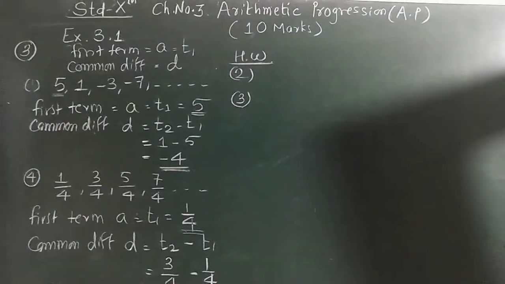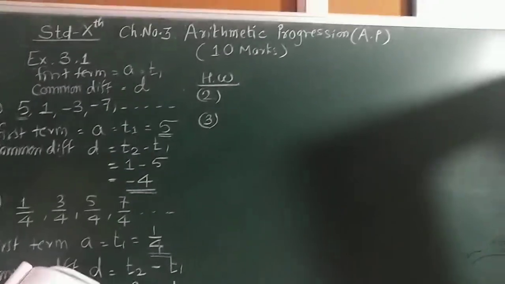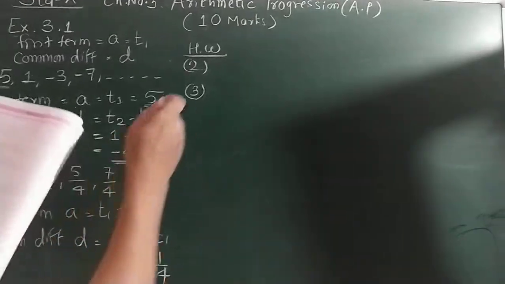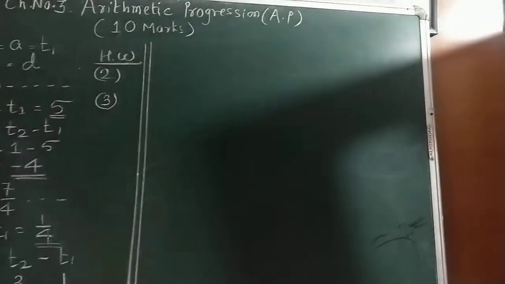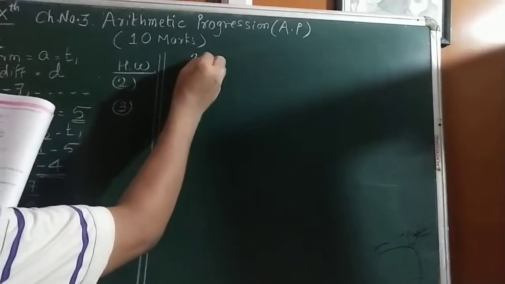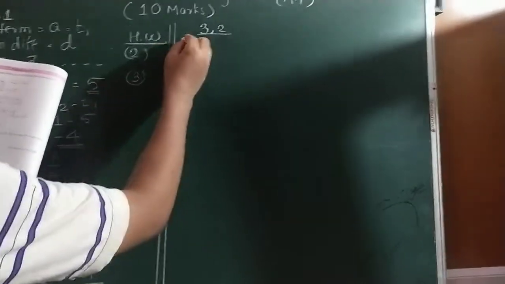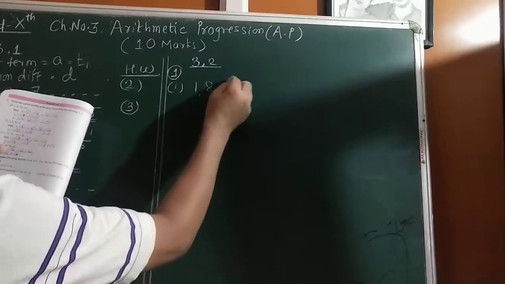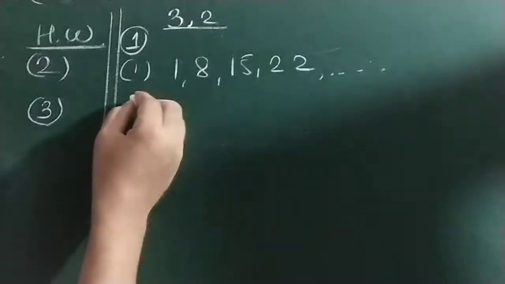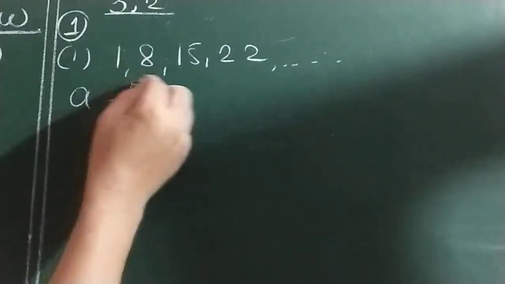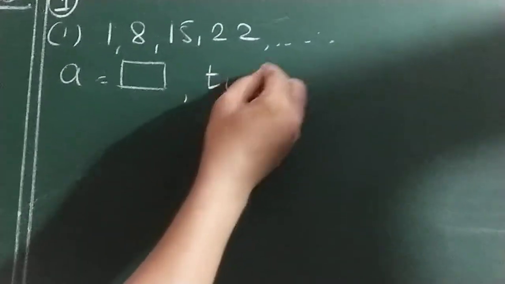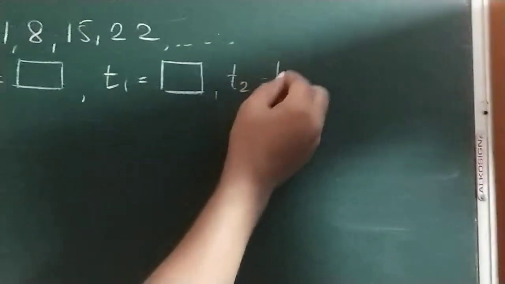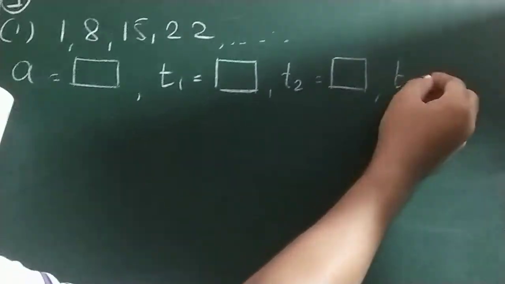Okay. Now we will start with 3.2. Very simple, it is a type of activity. So I am starting 3.2 here. Fill in the blank boxes. First part, first sum: 1, 8, 15, 22. Here A is a box given, T1 is again a box given, T2 again a box given, and T3 again a box given.